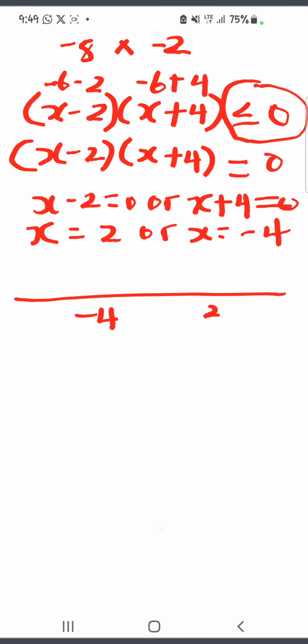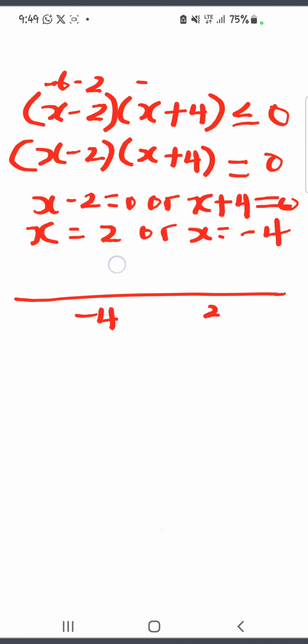So that means any number that is less than minus 4 cannot satisfy the inequality, because we've tried it. We picked a number less than minus 4 and it gave us 16, and 16 is not less than or equal to 0. So next, try minus 4 itself. Put minus 4 into this inequality.